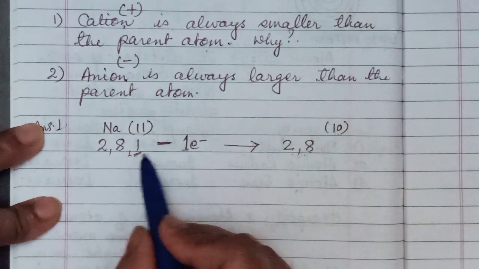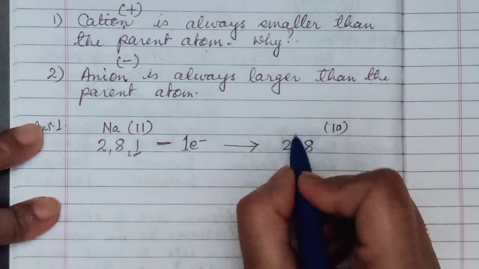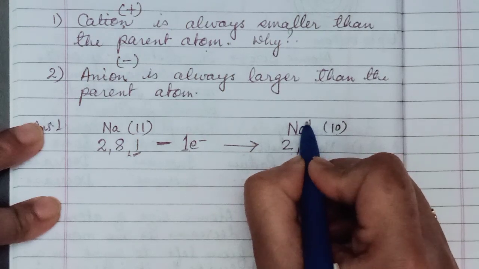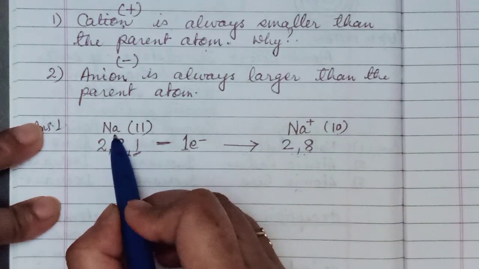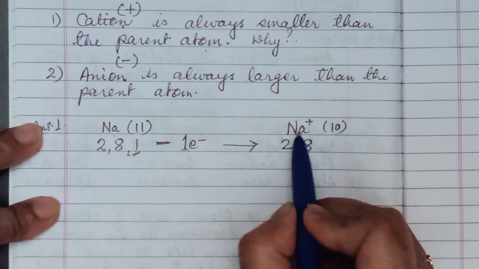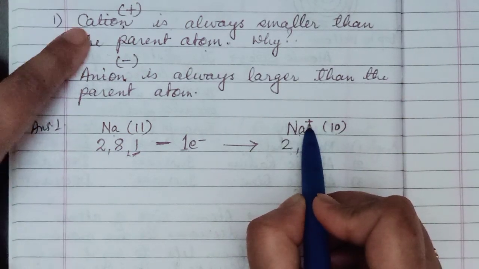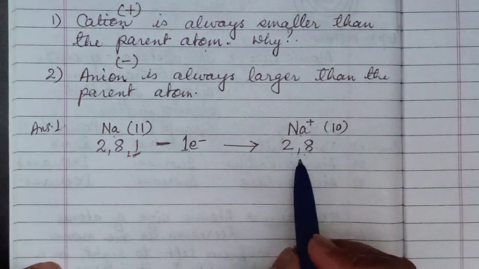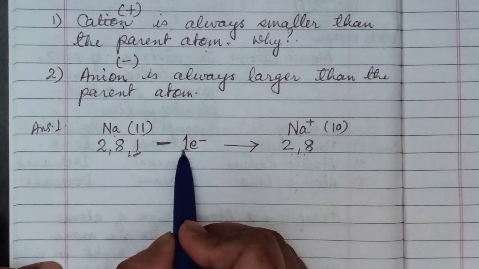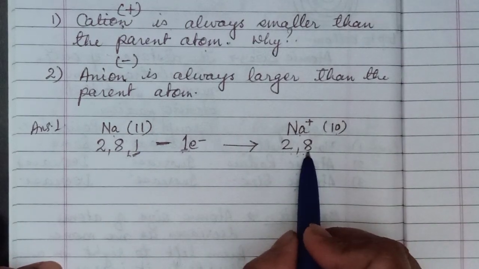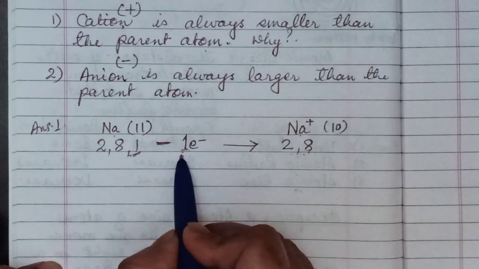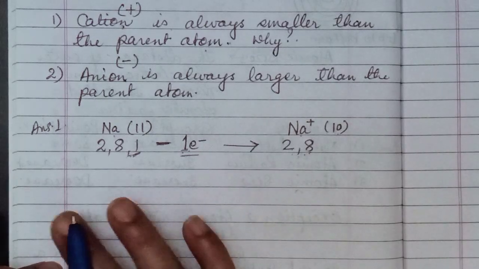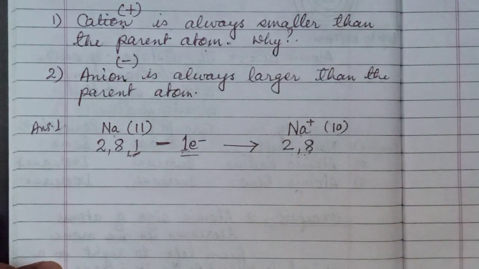So when there is loss of electron, the ion formed is called a cation, and it carries a positive charge. So Na is a neutral atom and Na plus is a cation. Cation means a positively charged ion. Why is it forming? Because there is loss of 1 electron from the parent atom. Here there is only loss of electron. Proton and neutron will remain the same. There will be no change in the proton and neutron.